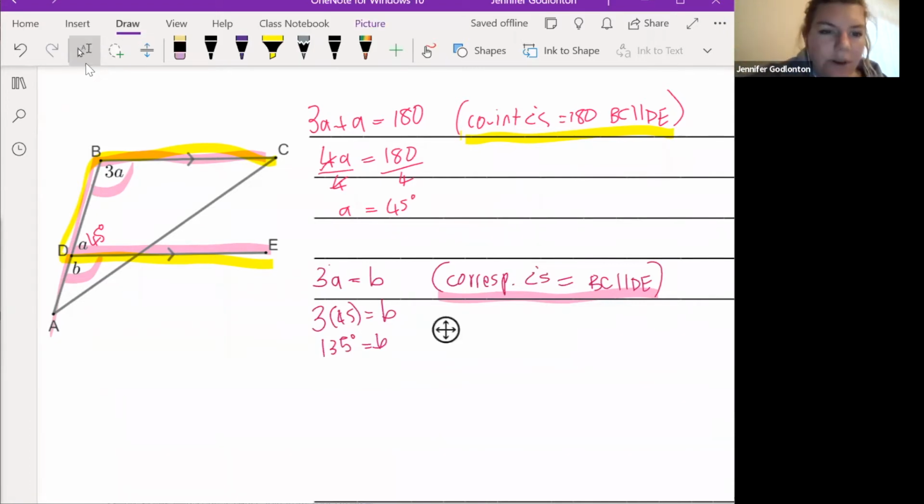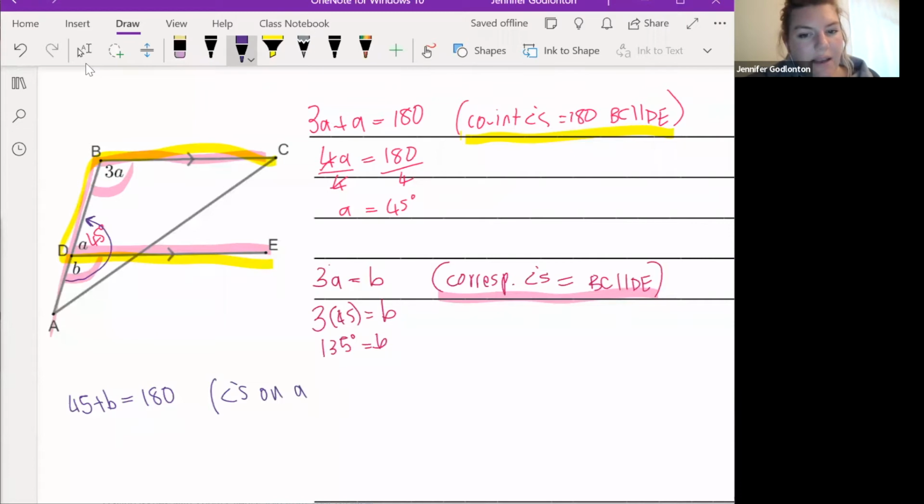Let's work on your setup. These two angles here have to equal 180 because they are angles on a straight line. So we can say 45 plus B needs to equal 180. That's where your 180 minus 45 is coming from. And then we're going to say angles on a straight line. And then 180 minus 45, like you've said, gives us 135. So these were the two ways of getting our B.